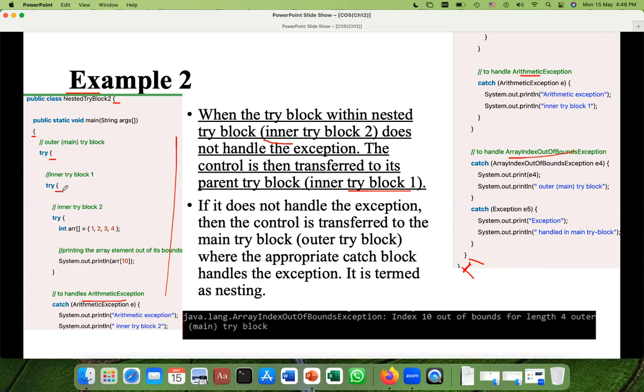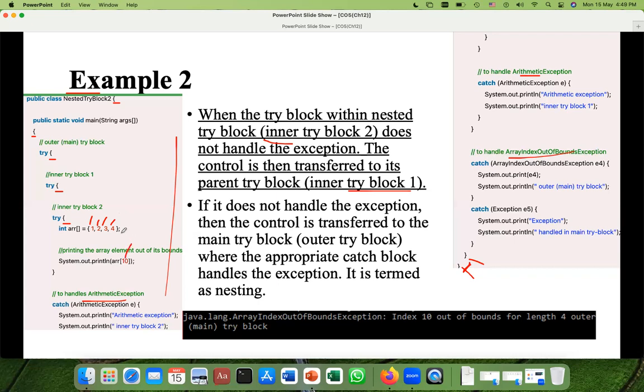and then you have another try block inside it, then another try block inside it. Here in this third try block you have an array with four elements, 0, 1, 2, 3, which you are initializing. But next you are printing the element at position 10.